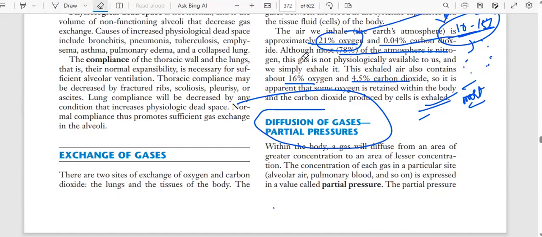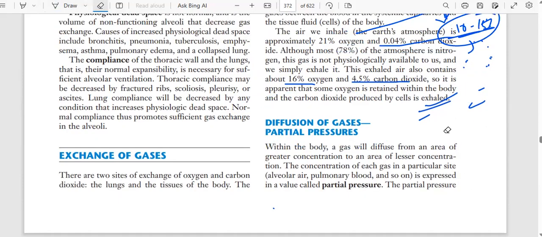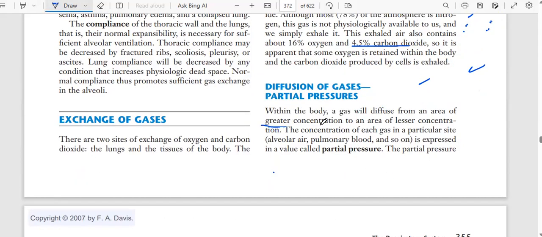So here let's talk about the diffusion of gases. Within the body, a gas will diffuse from an area of greater concentration to an area of lesser concentration. The concentration of each gas at a particular site, alveolar air, pulmonary blood, and so on, is expressed as partial pressure.